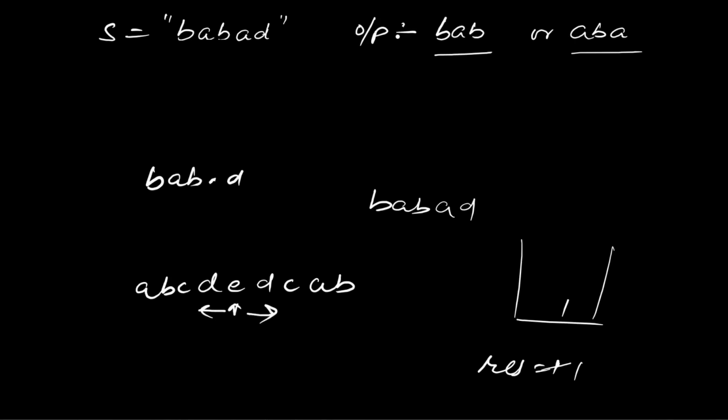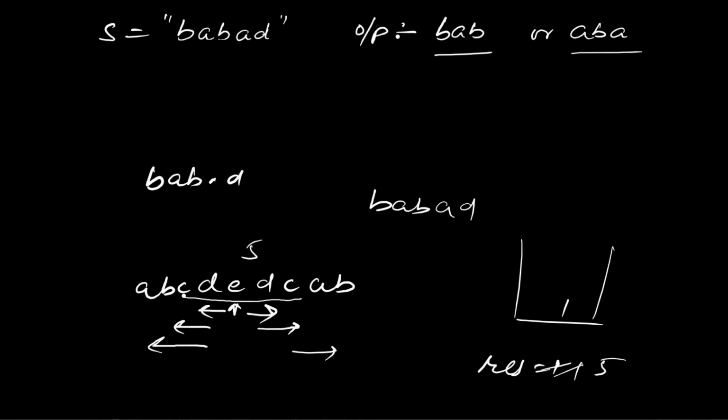We can see that D and D are equal. We'll again try to move further. We can see C and C are equal. We will try to move further. We can see B and A are not equal. So till now we have moved from C to C. So the length of this substring is 5. So we will replace our result from 1 to 5.